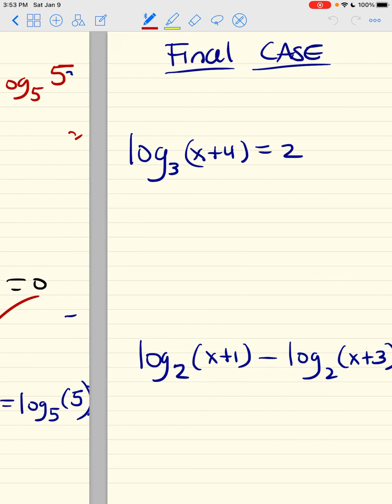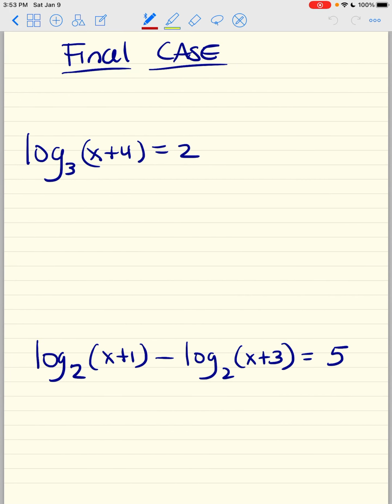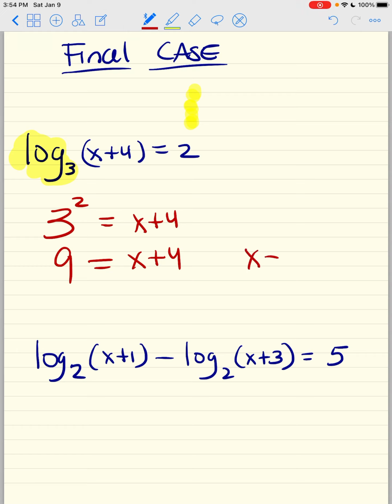Okay, so this is case 2. Here's our final case. Our final case, well, there's a log here, and there's only one of them. There's no log on this side, so you're going to have to lift and shift. So that's 9. You're going to minus 4, and you get x equals 5.